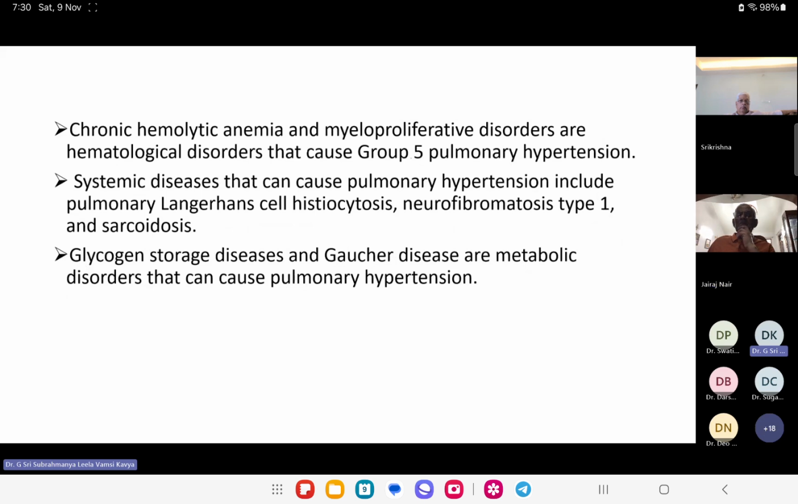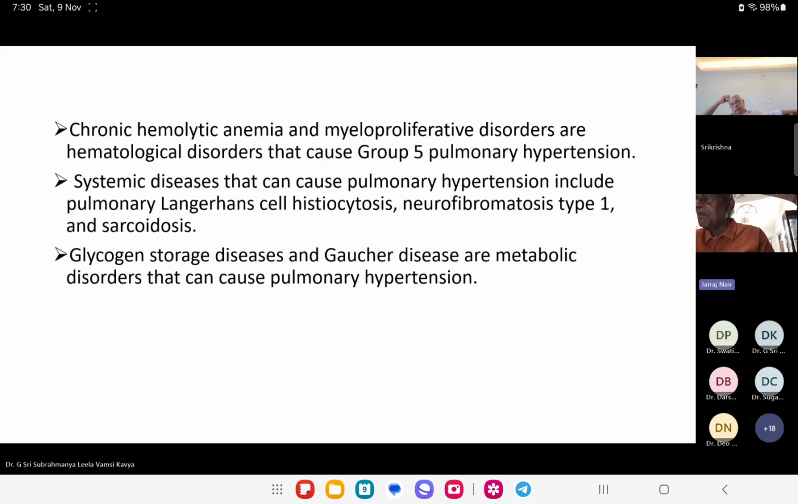Chronic hemolytic anemia and myeloproliferative disorders are hematological disorders that cause group 5 pulmonary hypertension. Systemic diseases that can cause pulmonary hypertension include pulmonary Langerhans cell histiocytosis, neurofibromatosis type 1, and sarcoidosis. Glycogen storage disorders and Gaucher's disease are metabolic disorders that can cause pulmonary hypertension.